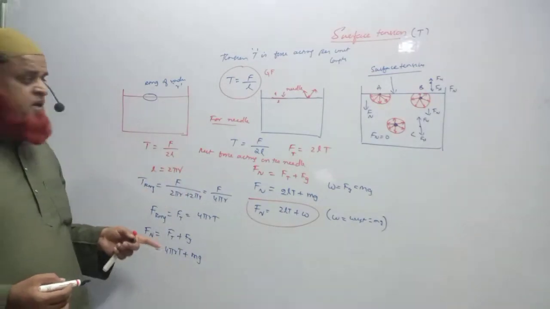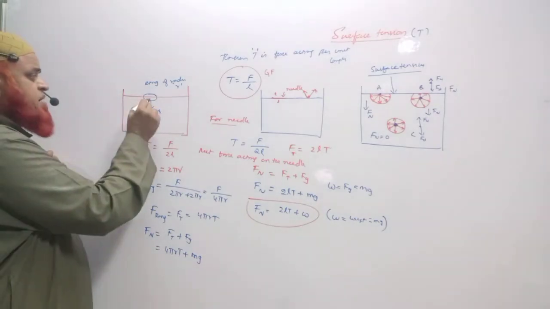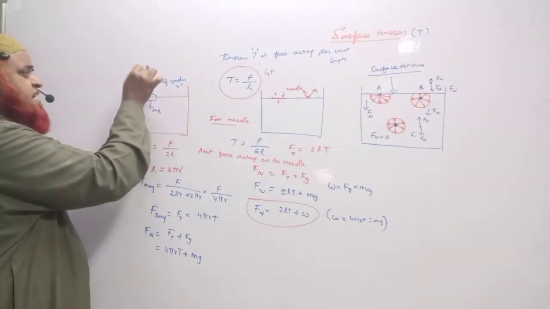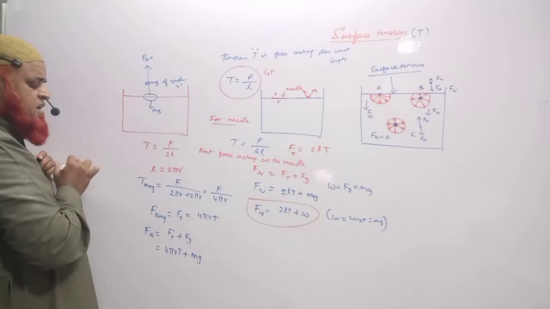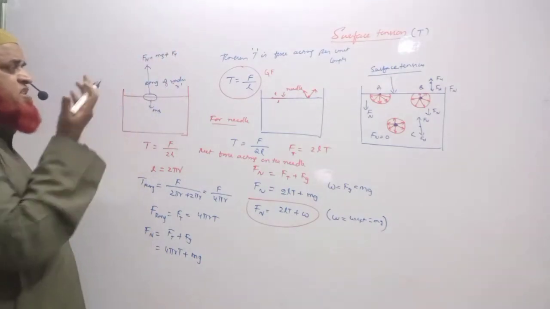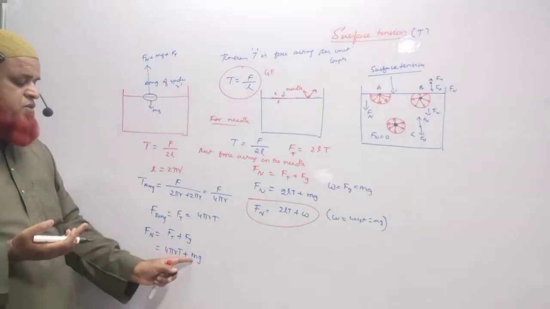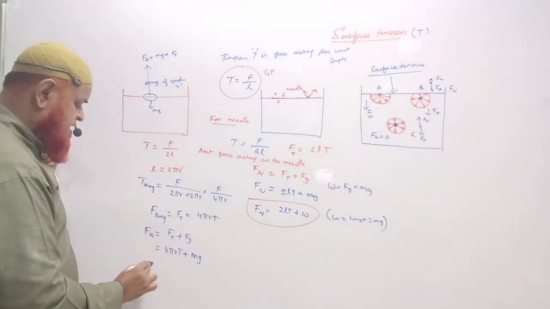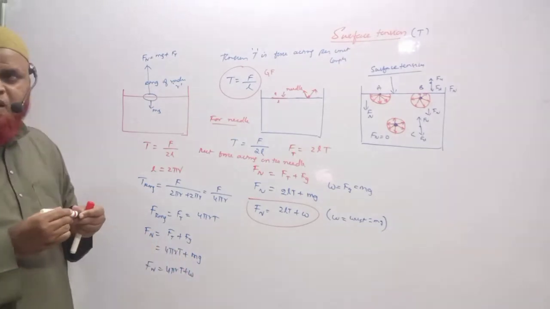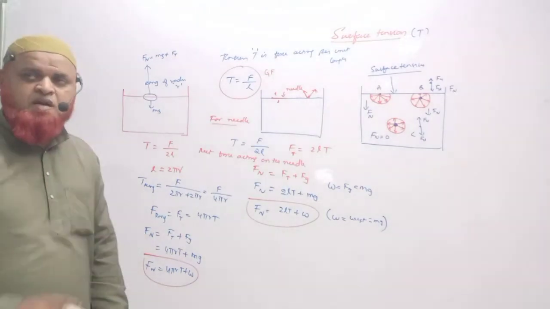Understand? Okay? As mg is also acting downwards, to overcome mg the surface is holding. That means two things are acting upwards: the force due to tension is lifting, and mg is also to be overcome. So the net force is 4 pi rT plus mg, and this can also be written as net force is equal to 4 pi rT plus W. This is called the net force acting on the ring.